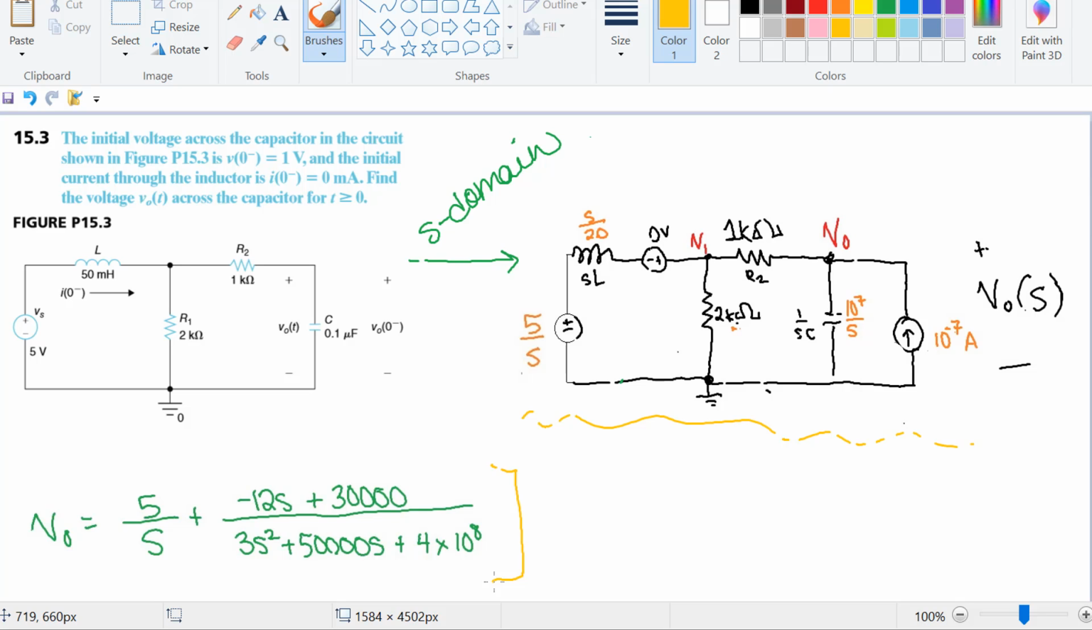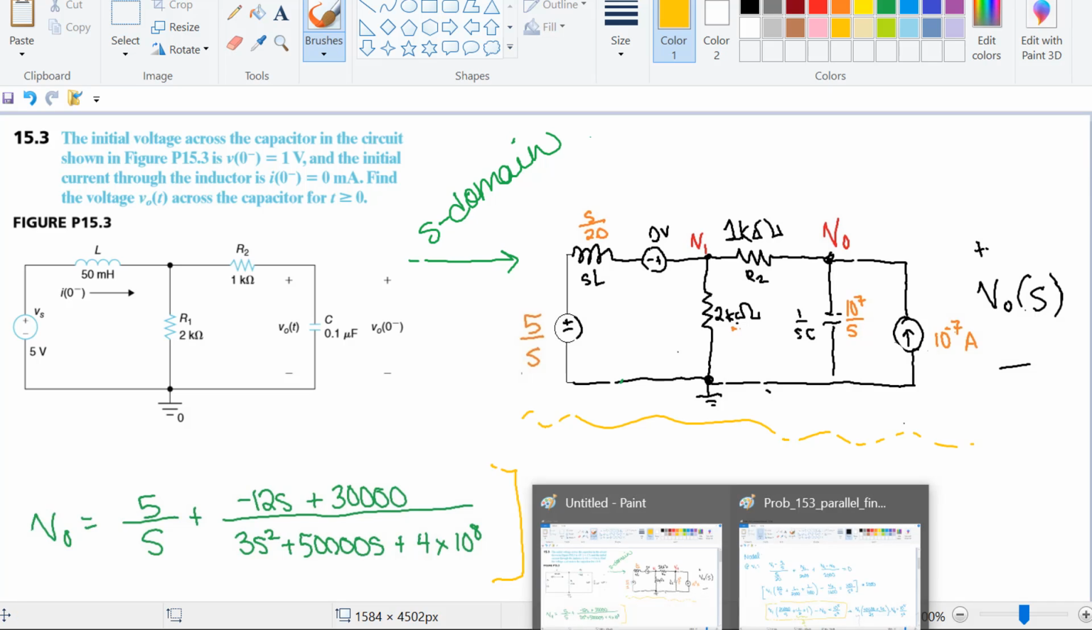I'll go to my other document that shows you the work. I'm not going to walk you through it because it's just time consuming, so you can pause the video and copy it down if you don't understand. You should try to get here by yourself, right? And then see where you made a mistake.